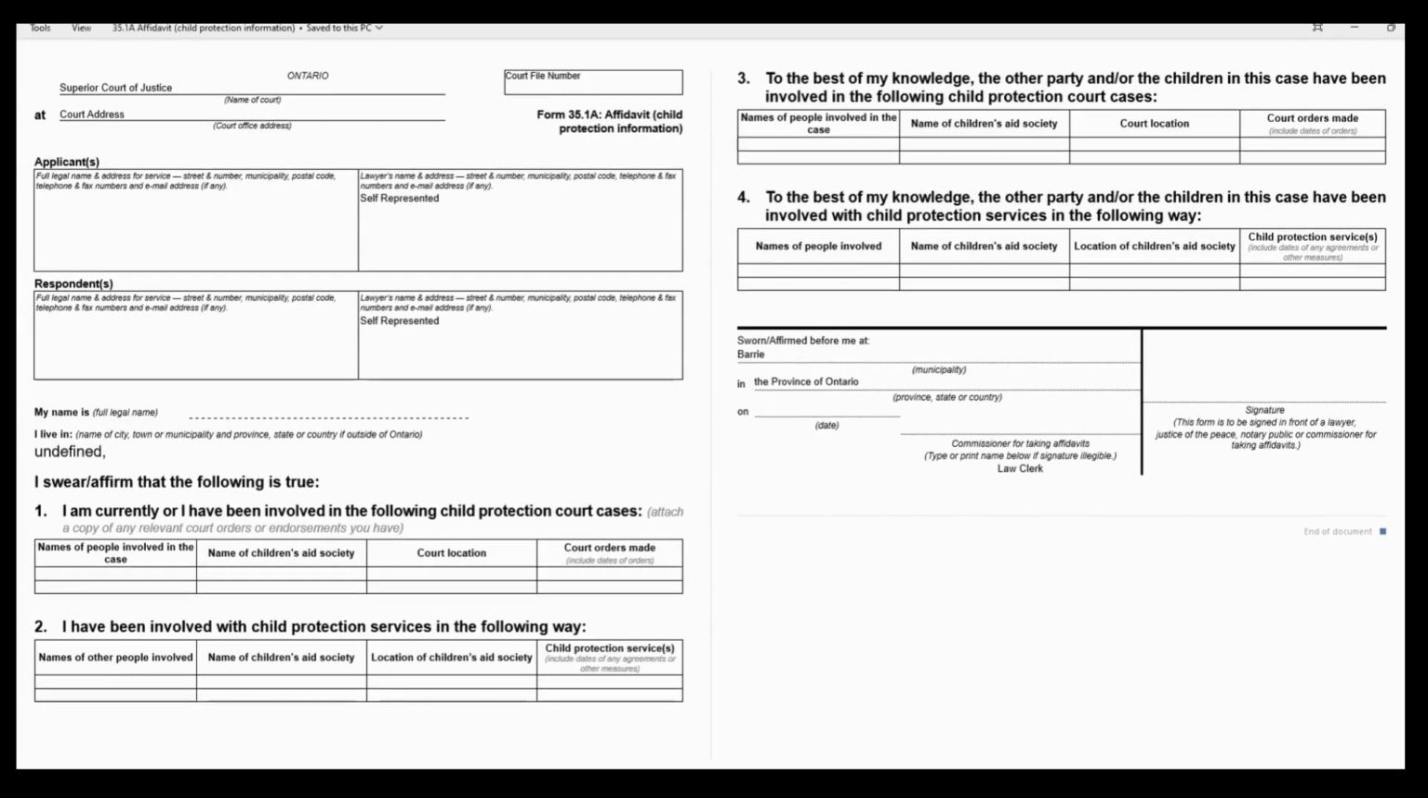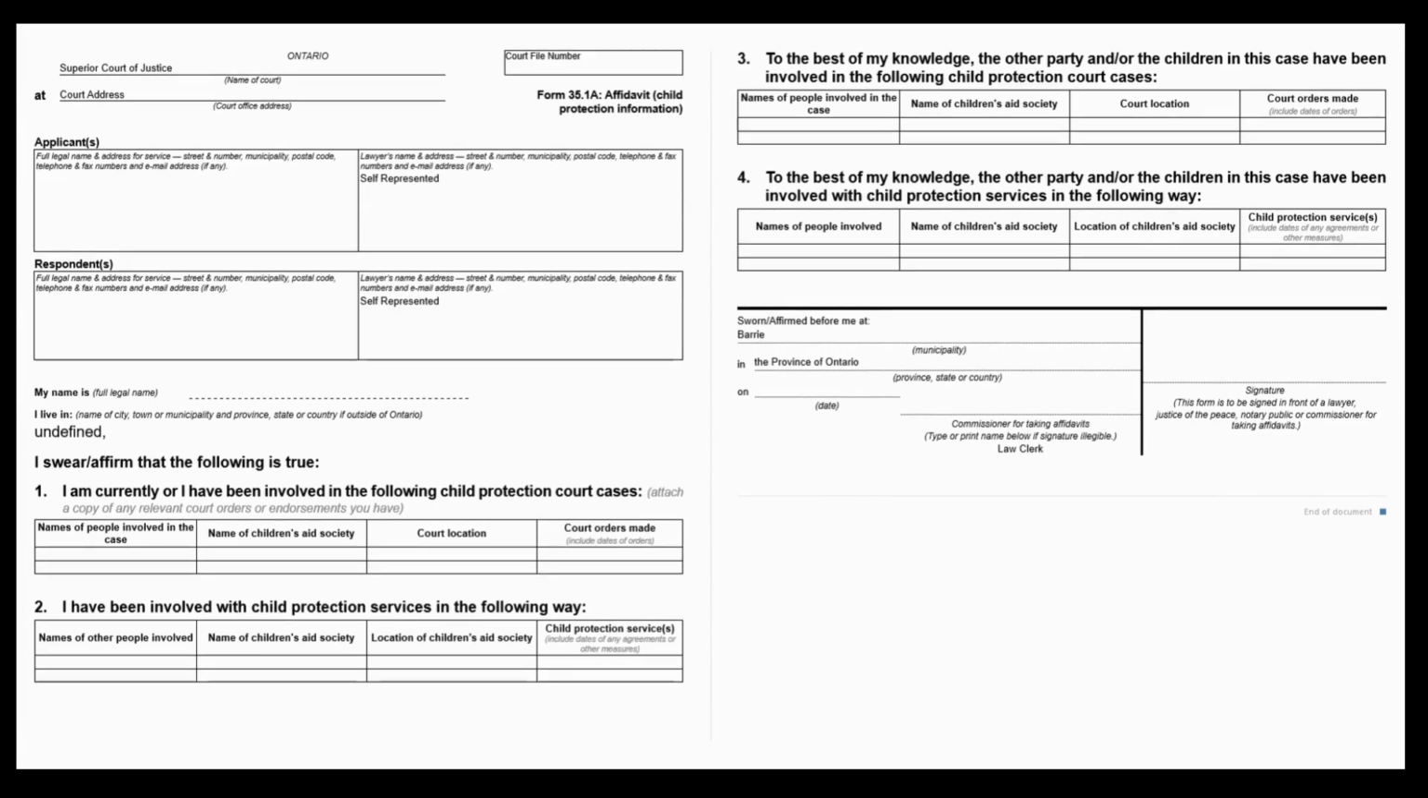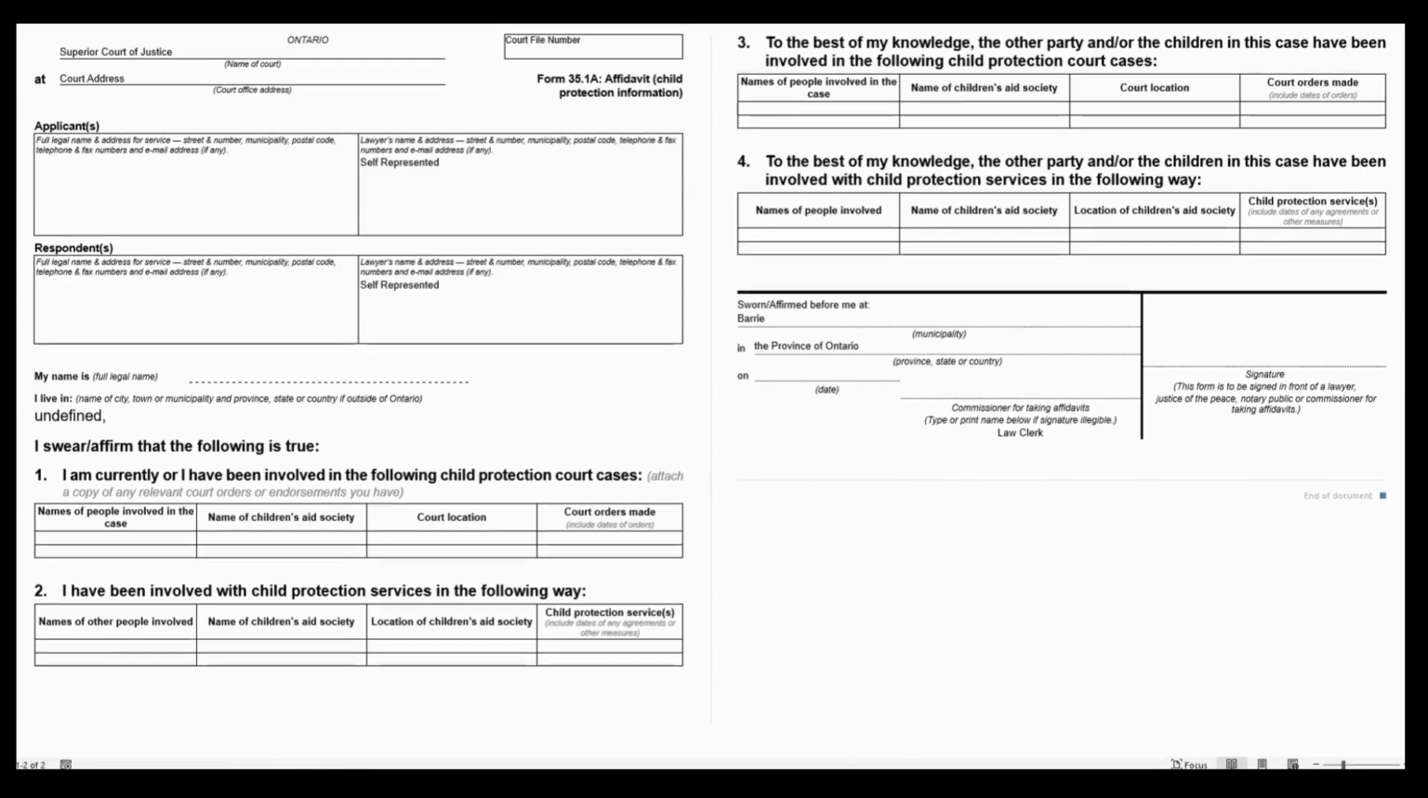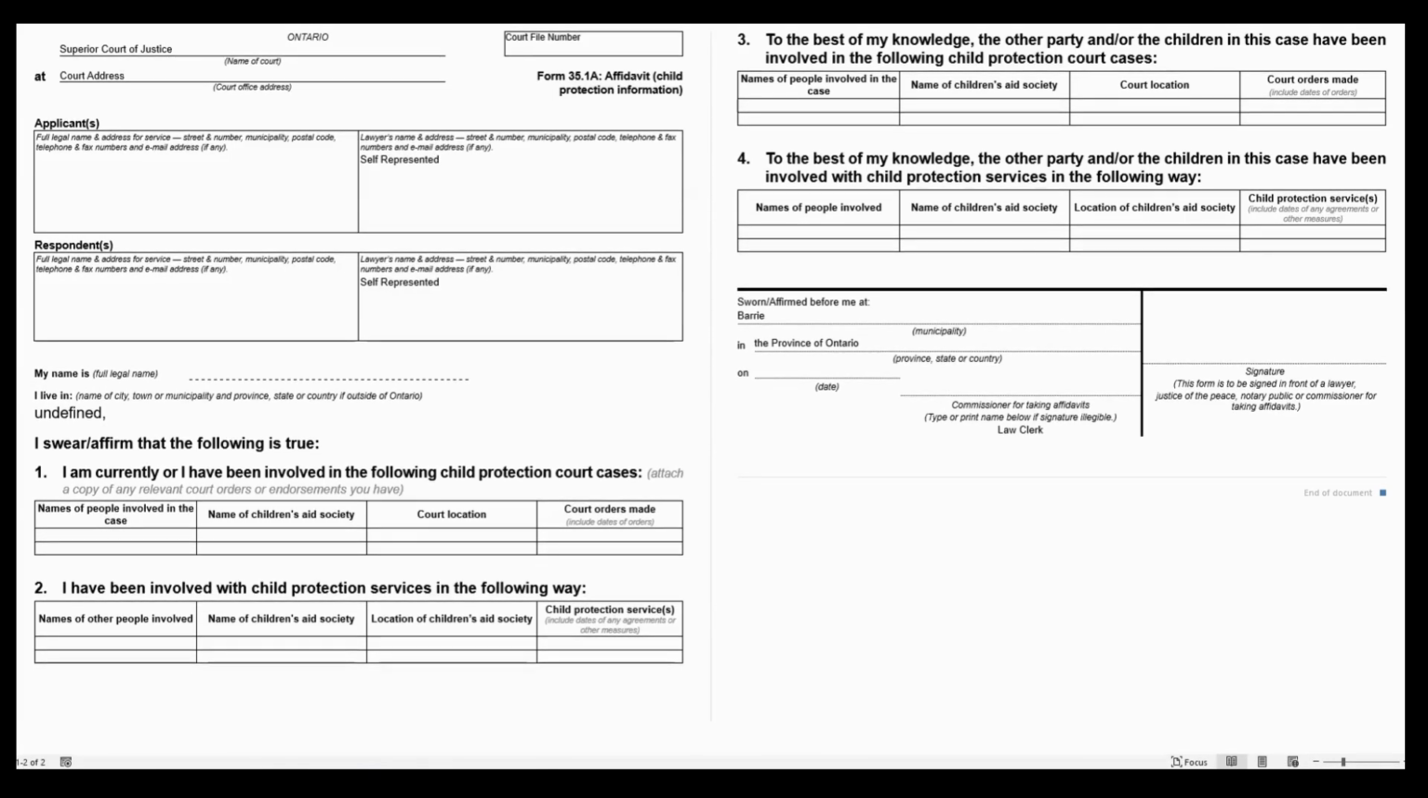Okay? If CAS has been involved, if there's some kind of involvement that has occurred with the Children's Aid Society, you need to fill out the form 35.1A. And again, it asks you questions. It's about a page and a bit. And this also is a sworn document. You cannot sign it unless you're in front of a commissioner of oath.